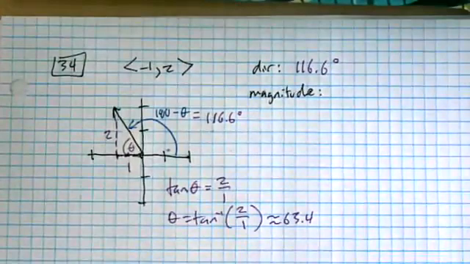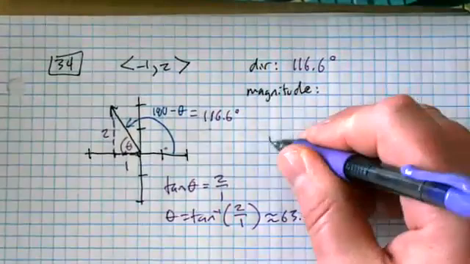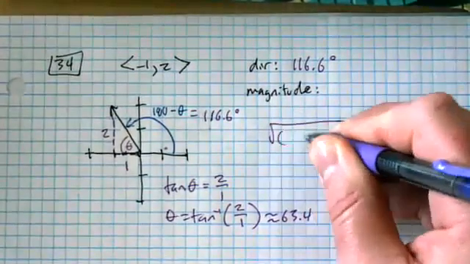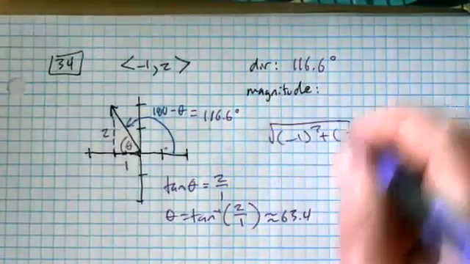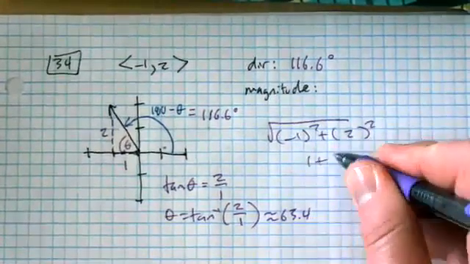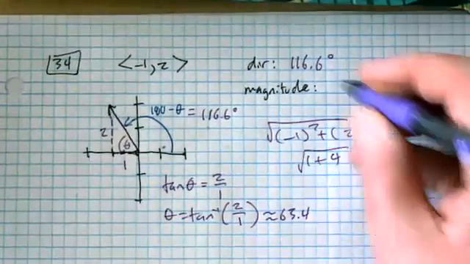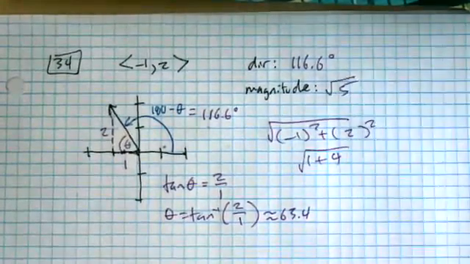For the magnitude, we could just use the magnitude formula. -1 and 2, so that's 1 plus 4, so √5 for the magnitude.